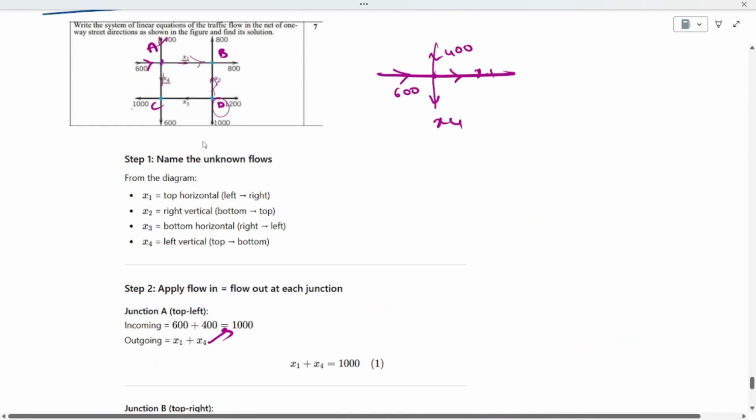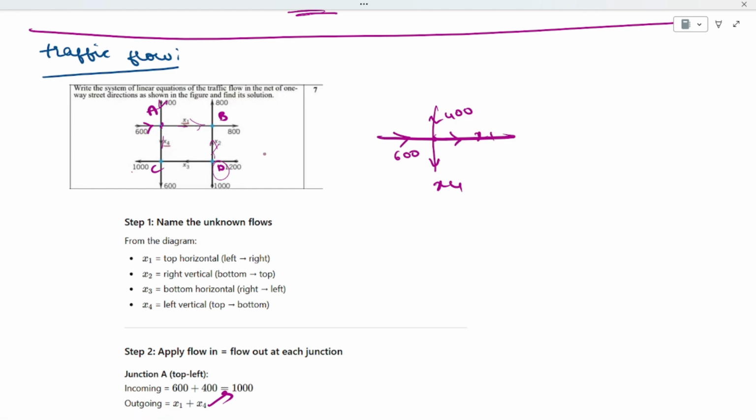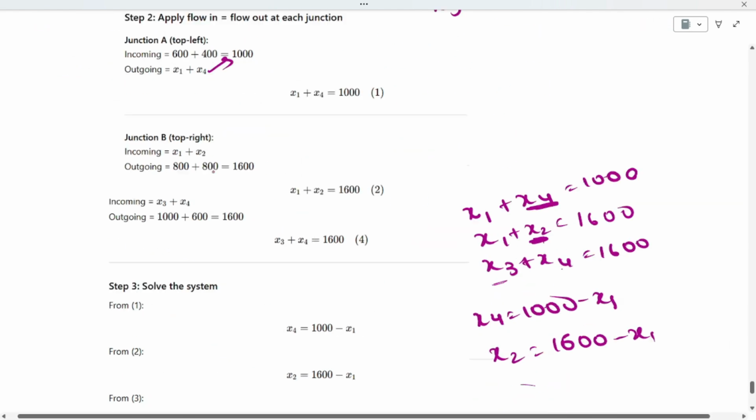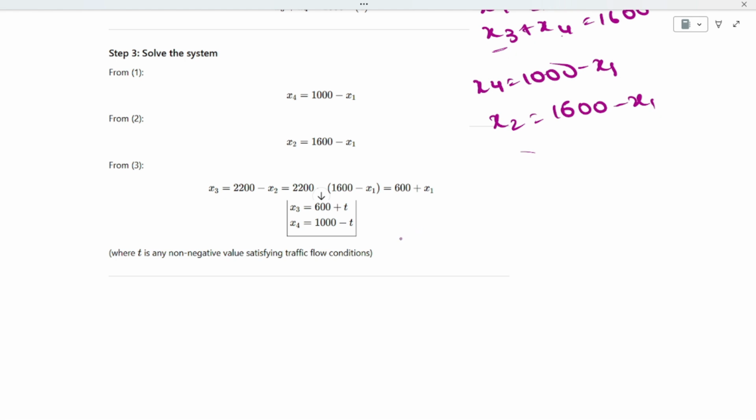see, here for D junction also there is no incoming node. Here you can take 2200. 2200, that is incoming, and outgoing is x3 plus x2. Next you will get another equation, and x3 will be equal to 600 plus t. If you take t common, x4 will be equal to 1000 minus t.